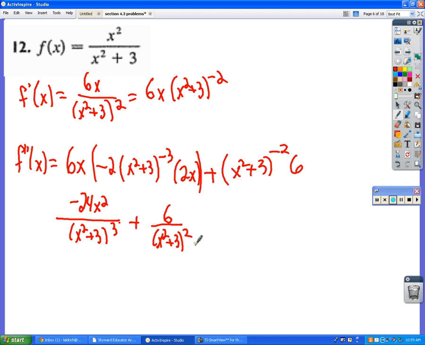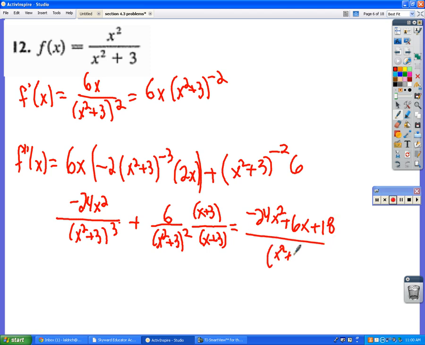The only thing that's bad about this is that now we have to get a common denominator. It's not that big of a deal, because what's my common denominator going to be? (x squared plus 3) to the third power. This one is just one short of being a winner, so I'm going to multiply this by x squared plus 3. And that's going to give me negative 24x squared plus 6x squared plus 18 all over (x squared plus 3) to the third.